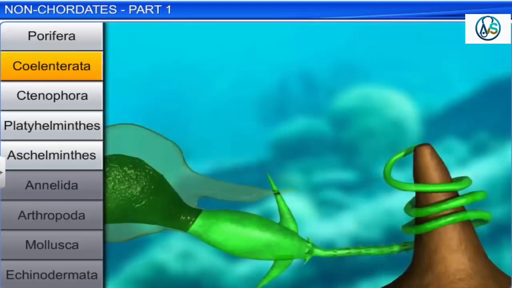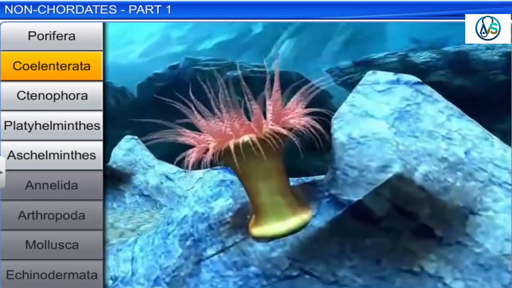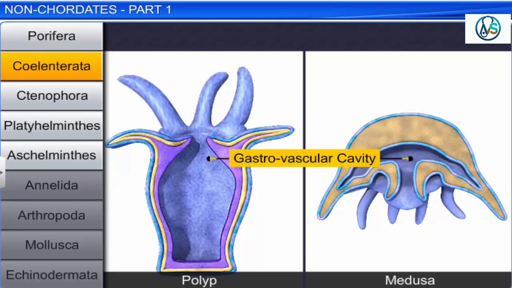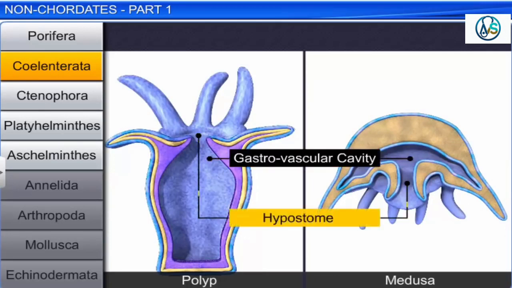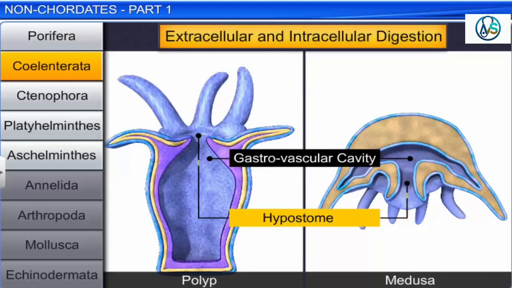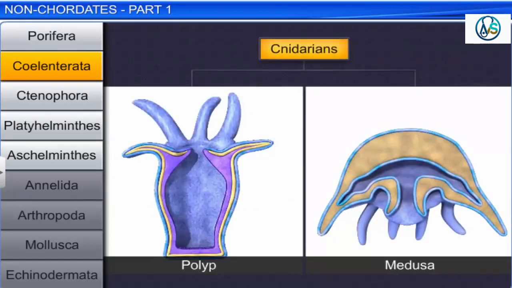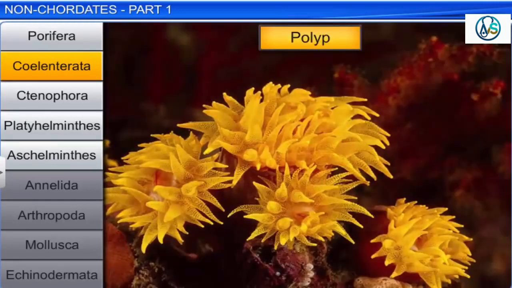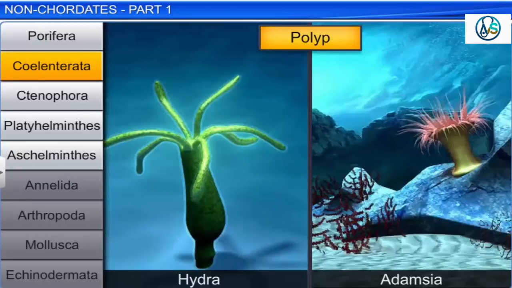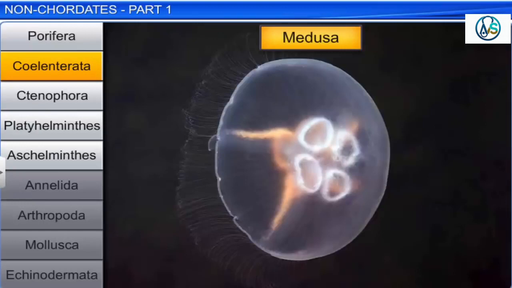Cnidoblasts are used for anchorage, defense, and to capture prey. Coelenterates have a central gastrovascular cavity with a single opening called the hypostome. Digestion in them is both extracellular and intracellular. Coelenterates exhibit two basic body forms, polyp and medusa. Polyp is a sessile and cylindrical form like Hydra and Adamsia, while medusa is umbrella-shaped and free-swimming like Aurelia.